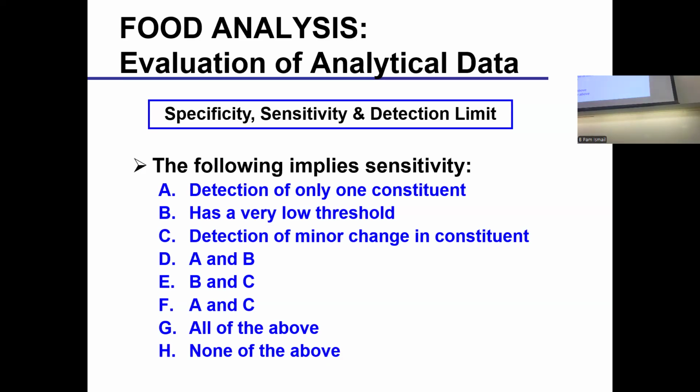For example, this is kind of a fun argument I have with Gary. What is better, GC or HPLC? I like HPLC, Gary likes GC. But I have to admit that GC has a lower threshold than HPLC, and it's really good for detection, identification, and quantification of components that are present at very low concentration.